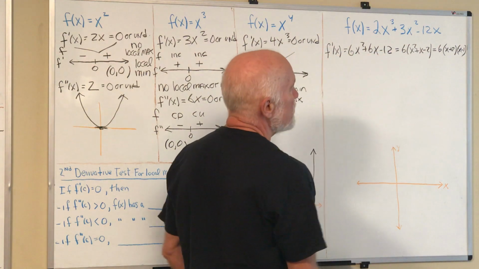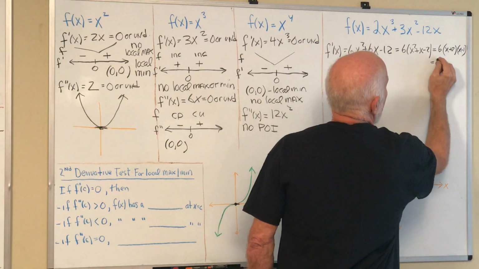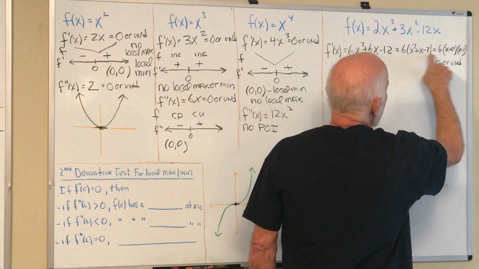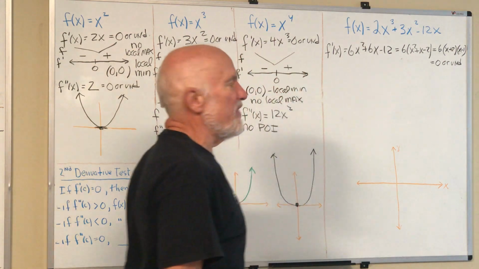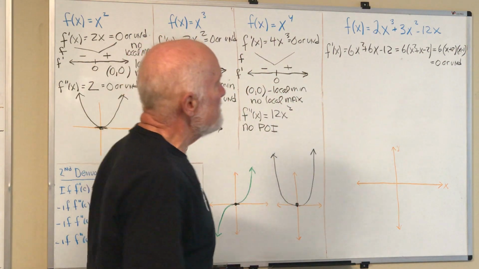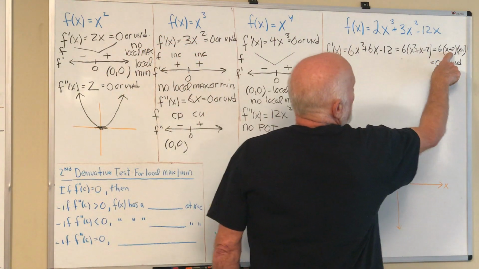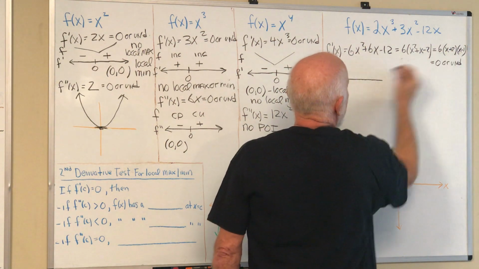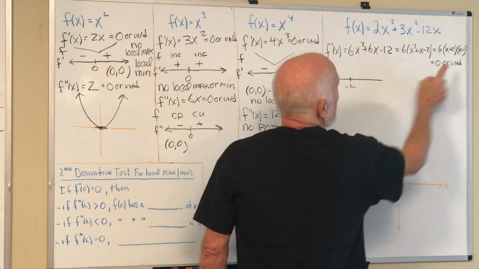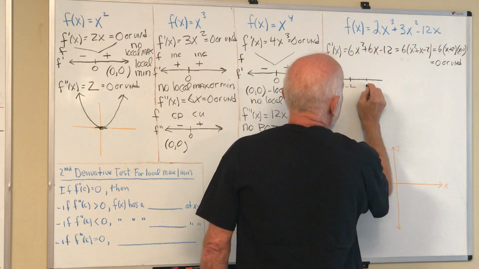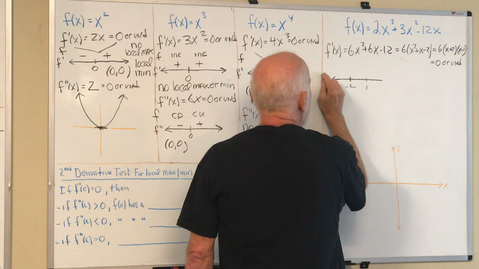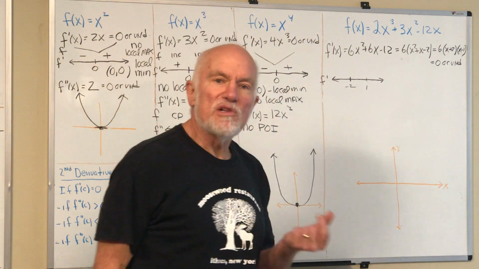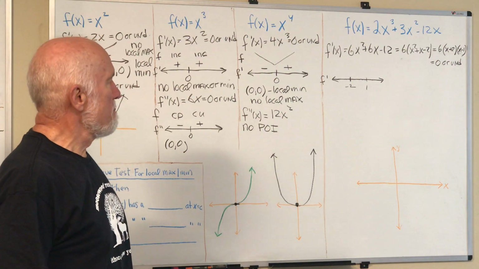So I've got it factored, and I want to see where that's equal to 0 or undefined. Well, it's never going to be undefined. It's a polynomial. That's defined everywhere. Where is it going to be 0? Well, when that factor is equal to 0, which is at -2, or when that factor equals 0 at 1. So if I put the derivative on the number line, I see 2 possible local maxes or mins.